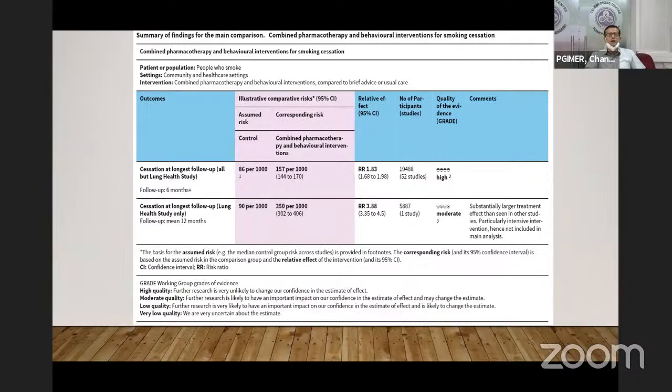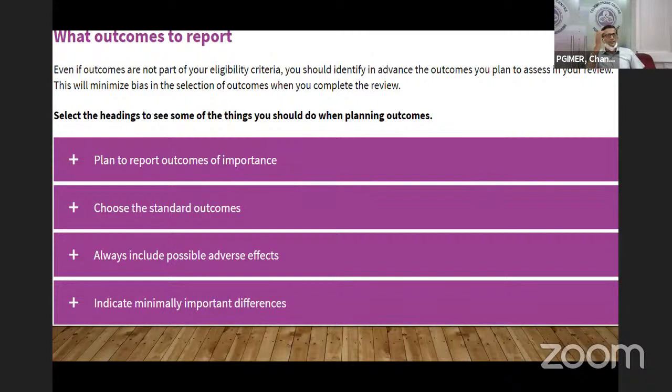So what outcomes to report? That is also important. You should plan a priority to report the outcomes of importance to your research question and choose the standard outcomes about morbidity, mortality, or prognosis. Always include the possible adverse effects, which are very important if you are conducting RCTs. You should also indicate the minimally important differences.